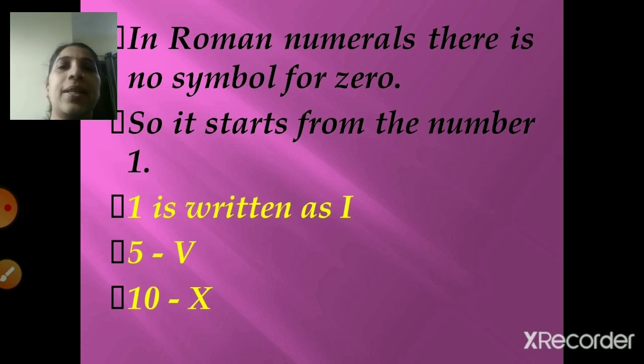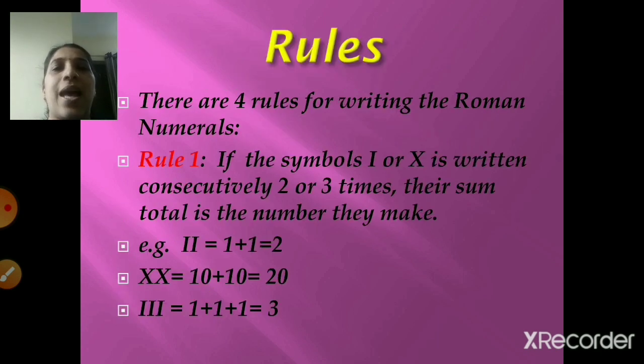So 1 is written in Roman numerals as capital I, the number 5 is written as capital V, and the number 10 is written as capital X. Now we'll have a look at all the rules. In Roman numerals there are 4 rules.